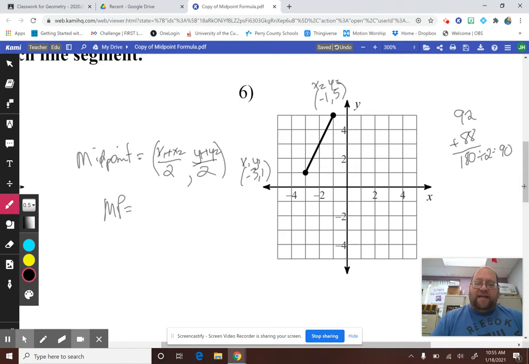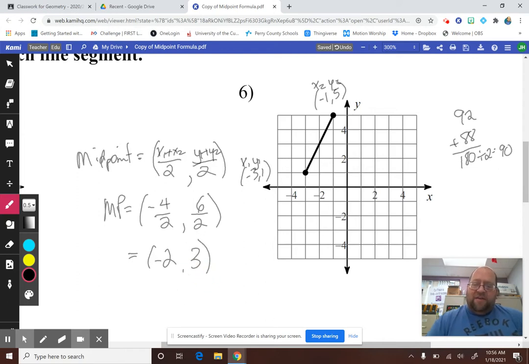Well, let's take a look at that. I've got -3 plus -1. So -3 plus -1 is -4, and that's going to be divided by 2, okay? My Y coordinates, I've got 1 plus 5, which equals 6, and that is also going to be divided by 2. So the final answer for the midpoint between these 2 points is -4 divided by 2, which is -2, and 6 divided by 2, which is 3.